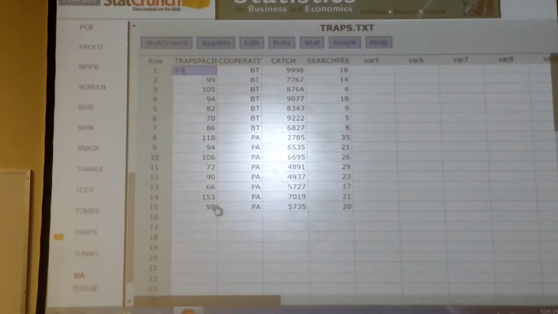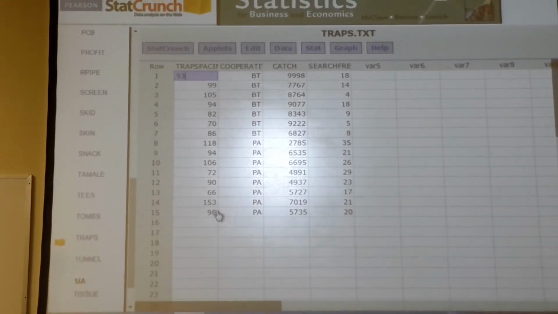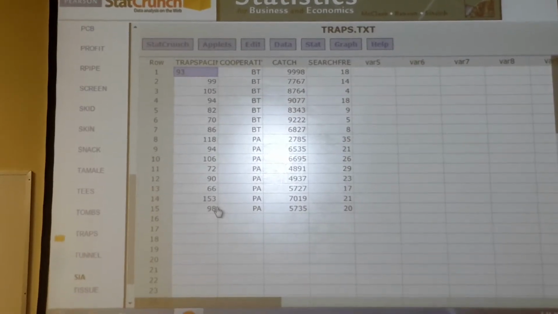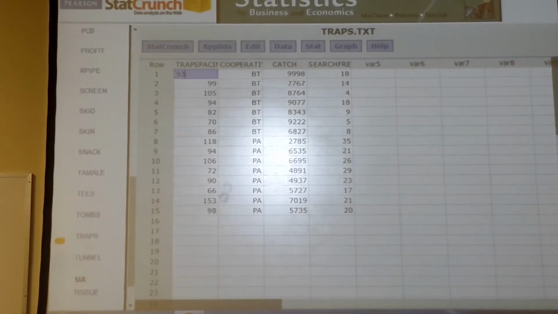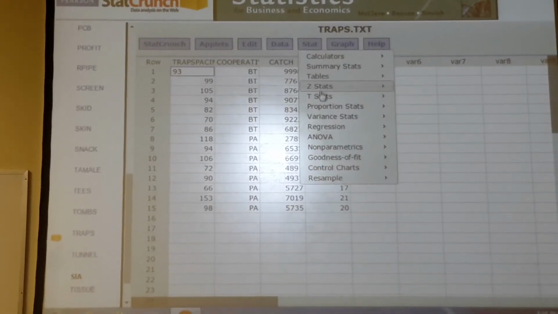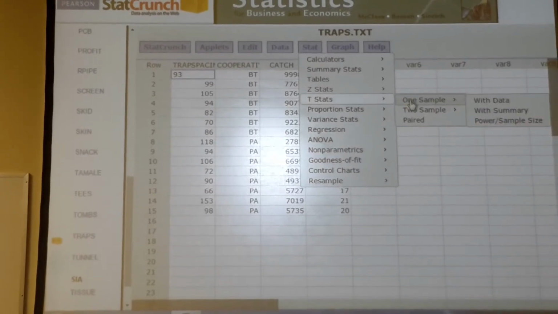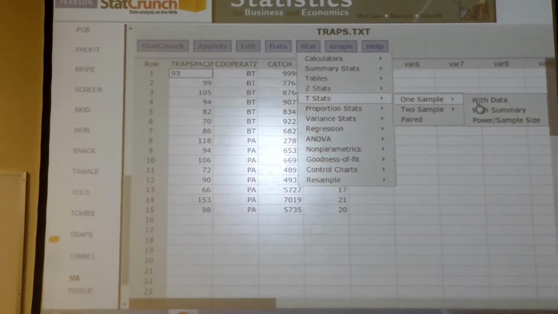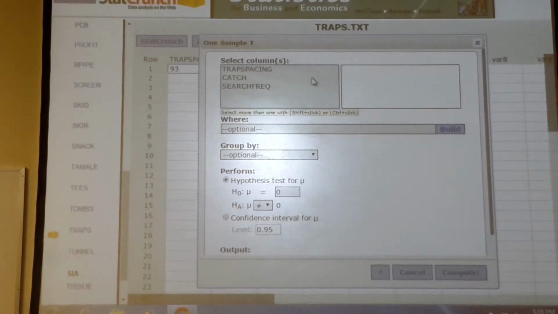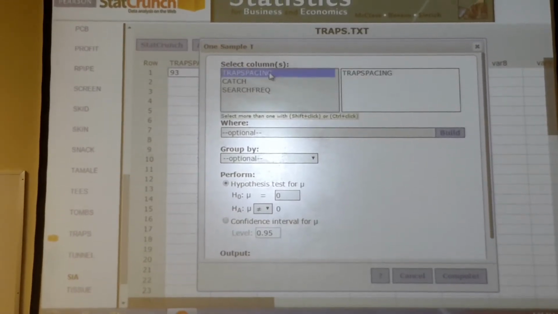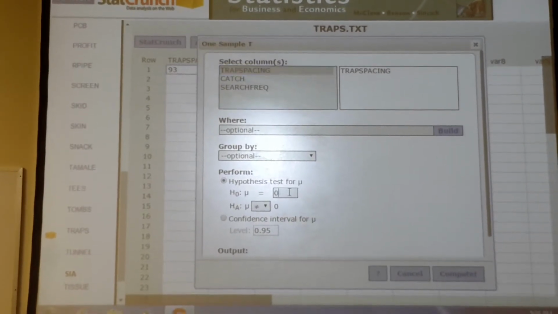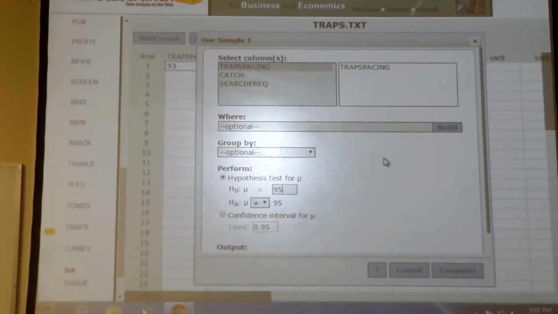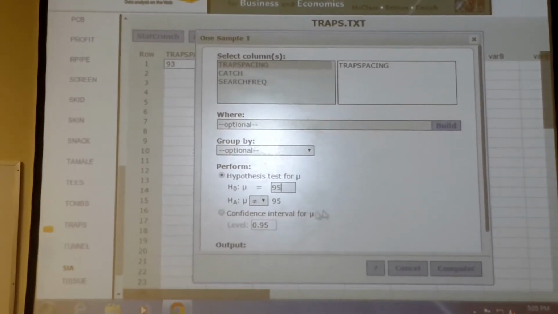We have our data here, and we also have only 15 observations. So this is going to have to be a t-stat. We'll go to stat, t-stats, one sample with data now. The column that we're interested in is trap spacing. And for our hypotheses, our hypothesized value is 95, because it's 95 meters that we're testing against.